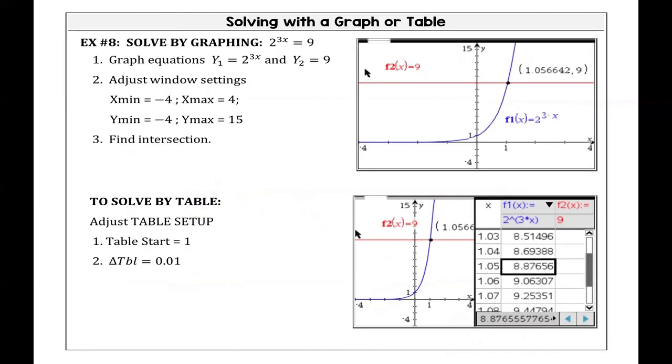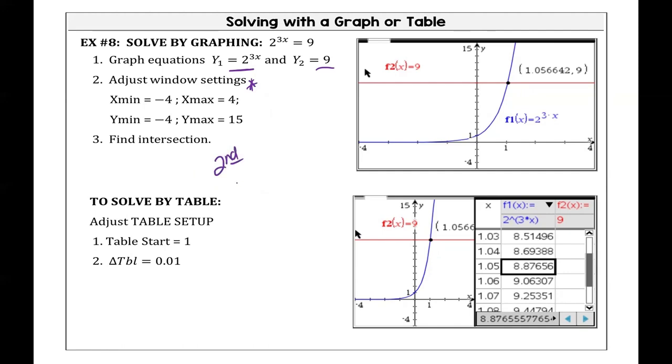Now, if you have a calculator, it kind of makes things super easy. To solve by graphing, all you're doing is using your graphing section. You're going to put the left side in as your y1. You're going to put the right side in as your y2. And then you're just going to adjust your window. You have to be able to see the intersection, okay? So this is key, adjusting your window, because you have to be able to see where they intersect.